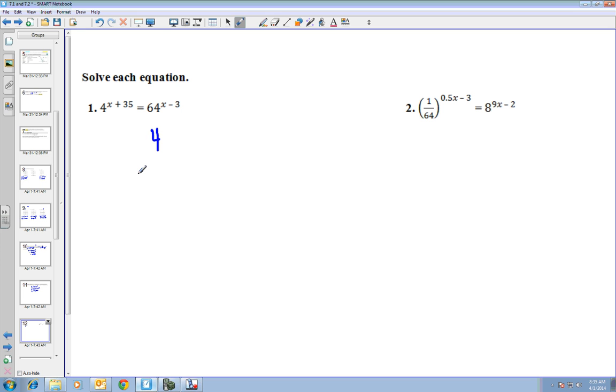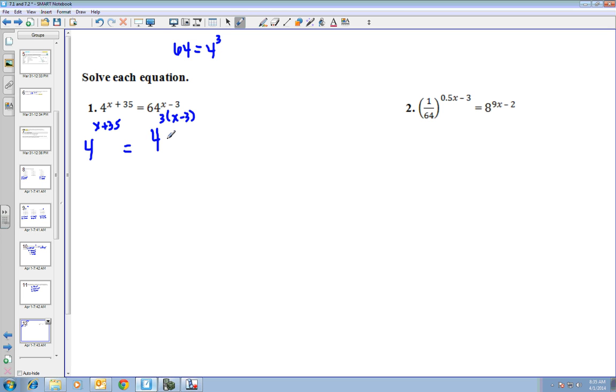So 4 times 4 is 16. 16 times 4 is 64, right? So do you see that 64 is actually 4 to the third power? So I want to rewrite both sides using 4 as my base. I don't do anything to my left side. I already said I can rewrite 64 as 4 to the third power. But since I have this x minus 3, I need to say that's 3 times whatever was already there.